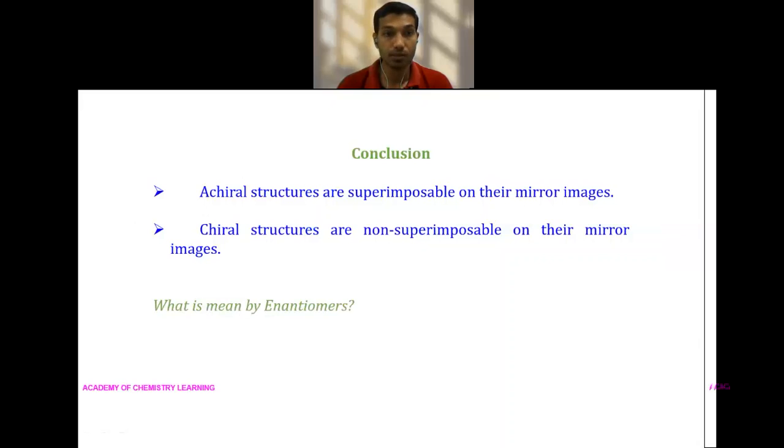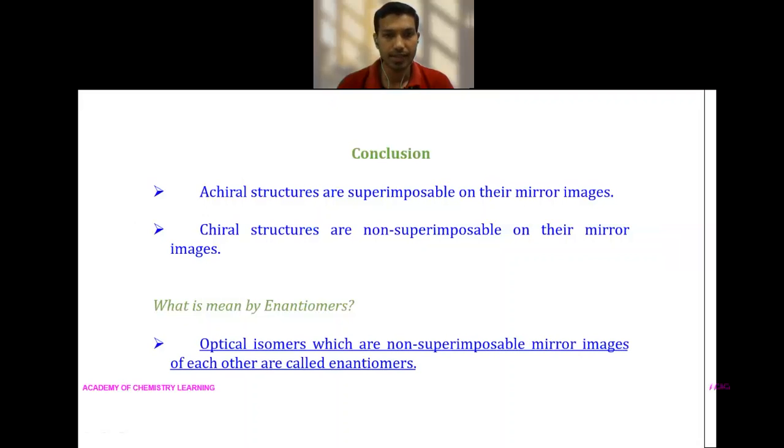Now, what is meant by enantiomer? Any optical isomers which are non-superimposable mirror images of each other are called enantiomers.